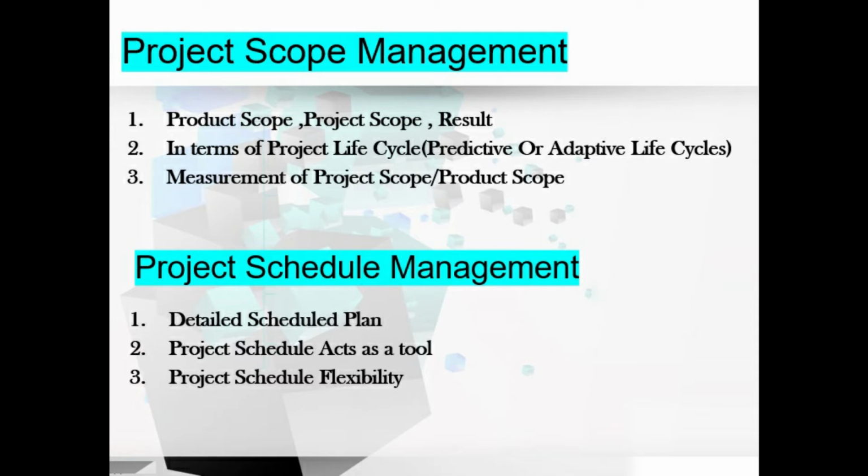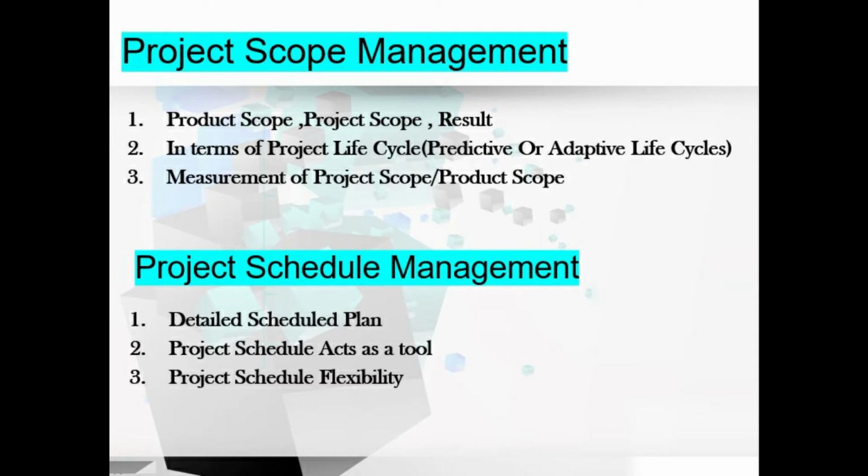That is, the features and functions that characterize a product, service or result. Or to a project scope, the work performed to deliver a product, service or result within the specified features and functions. So this is for the project and product scope.